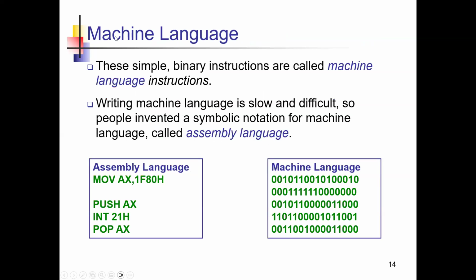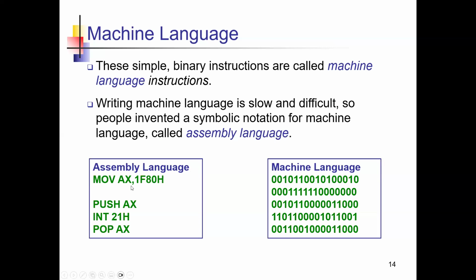So let's go through each one. Machine language, we said these simple binary instructions are called machine language instructions. So normally machine language will look like this. Binary instructions mean 0, 1, 0, 1. And this is the language the computer understands. Now, for a human being to write code in machine language, as we said earlier, it takes time and is very difficult. So next, we had assembly language.